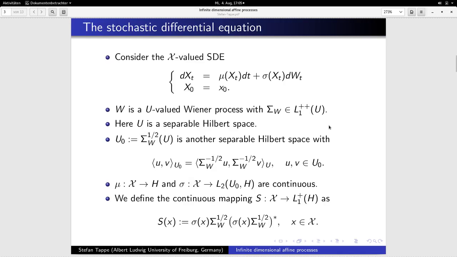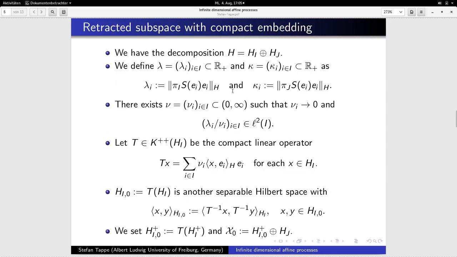And now let's go back to this stochastic differential equation. Now we see that we can really speak about an affine SDE, and now we are looking for solutions. It's not so easy because we are in infinite dimension, and also the volatility behaves typically like a square root. But we can nevertheless get solutions if we start in a slightly smaller state space. And this is what we will see on this slide here, where we introduce a so-called retracted subspace with compact embedding. The compact embedding is particularly important. And it will be given as follows.